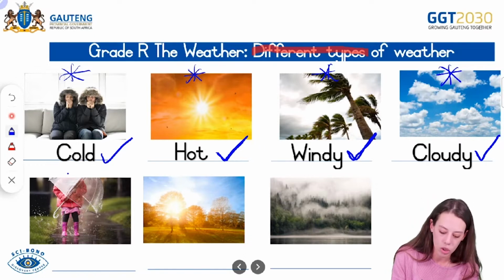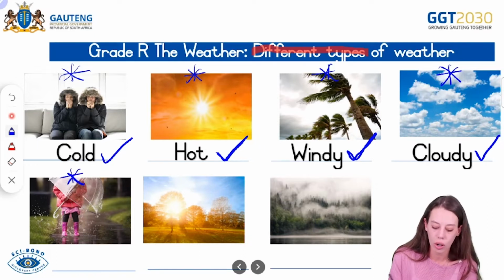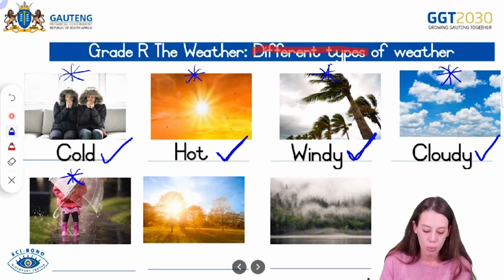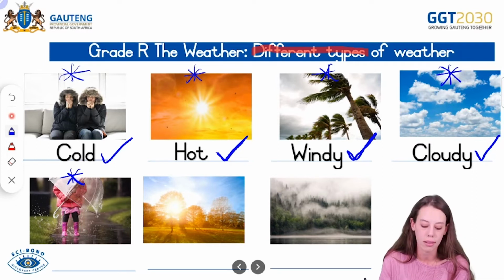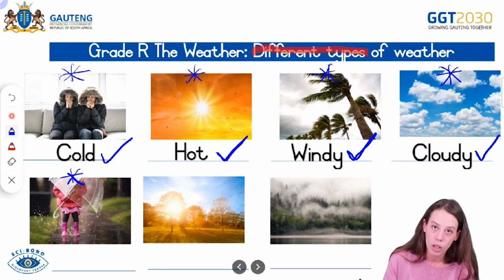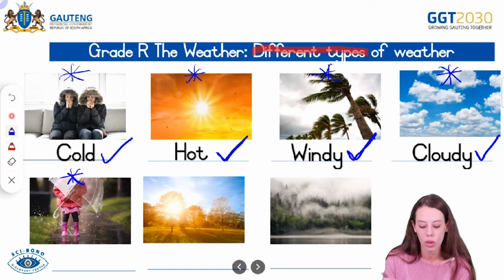Then in this other picture down here, this little girl, what is she wearing? She has rain boots on, she has an umbrella, she has a jacket. What type of weather do you think this little girl is walking in? What weather is this?